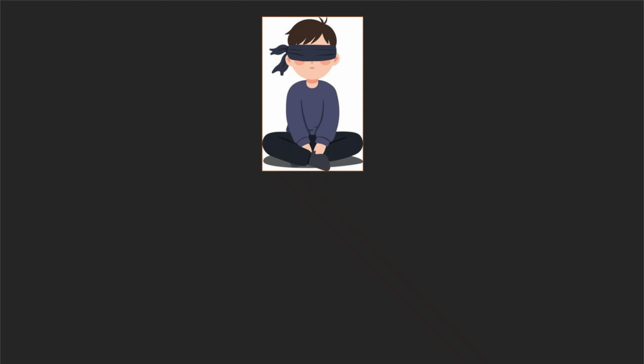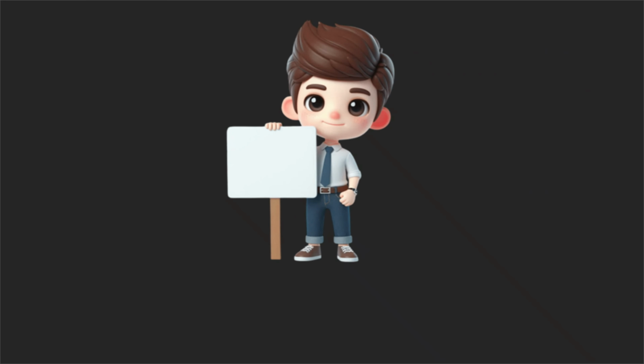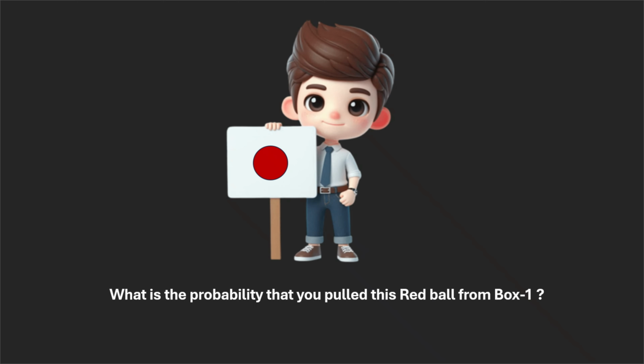Suppose you are blindfolded. There are two boxes in front of you. Each box consists of 10 balls, and color of the ball is either blue or red. You need to randomly choose one box, and from that box you need to pick one ball. Your blindfold is removed now and you are informed that the color of the ball that you picked is red. And I ask the question, what is the probability that you pulled this red ball from box 1?